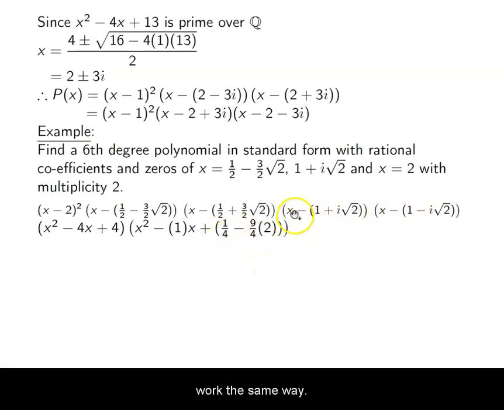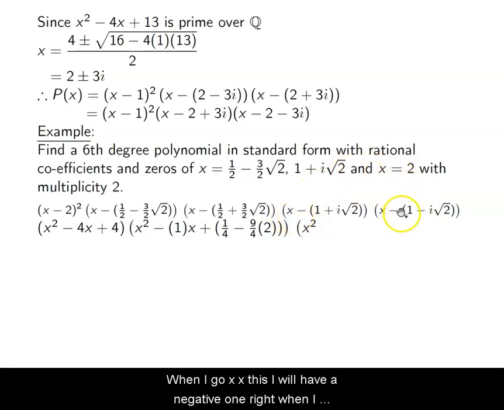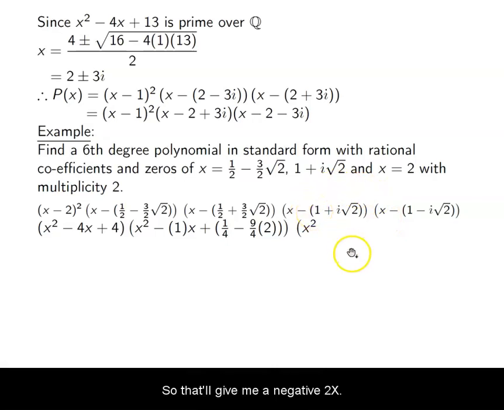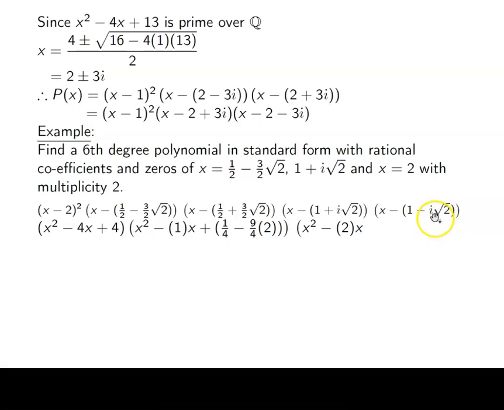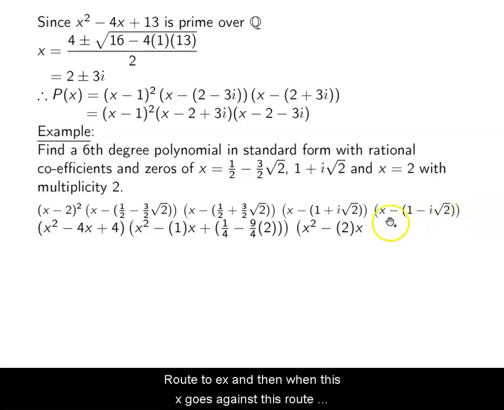Okay, so this is going to work the same way. The x times the x will give me an x squared. Okay, when I go x times this, I will have a negative 1, right? When I go x times this one, I will have another negative 1. So that will give me a negative 2x. Okay. When I go x times this value, this i root 2, it's actually positive, right? Because this negative and negative gives me a positive. So this is actually i root 2x. And then when this x goes against this root 2, it's the same thing, but the opposite sign, because this distributes to a negative.